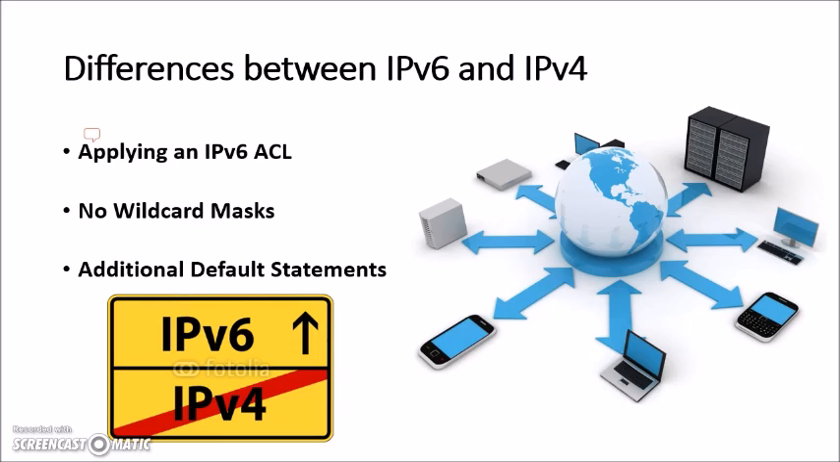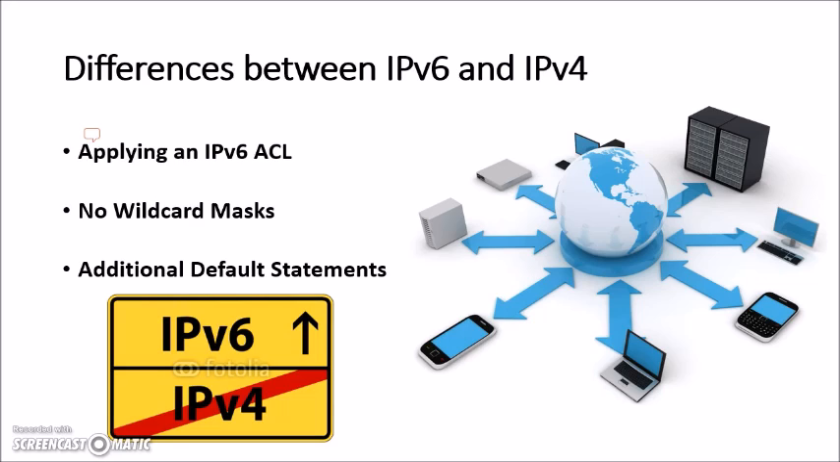Also, no wildcard masks. Unlike IP version 4 ACLs, IP version 6 ACLs do not use wildcard masks. Instead, the prefix length is used to indicate how much of the IP version 6 source or destination address will be matched.